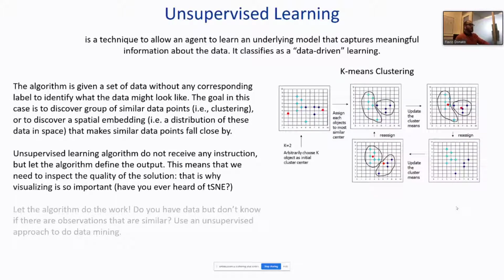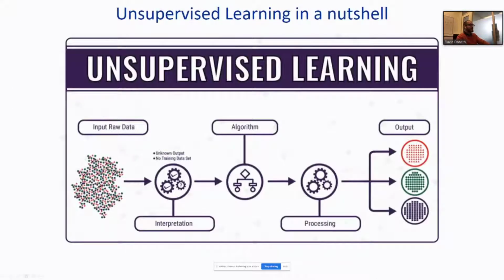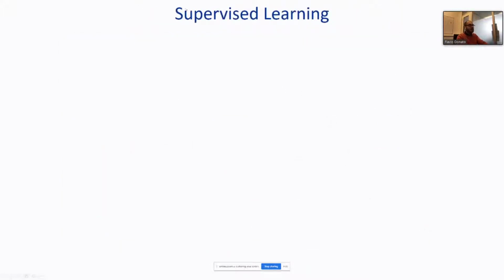Okay, let's go to the last one. In a nutshell, again, you give the raw data to the algorithm. The algorithm starts to find things that are similar to each other. You don't give any label, and then you get an output that tries to separate the things into different classes. The last class is the one that we call supervised learning algorithms.